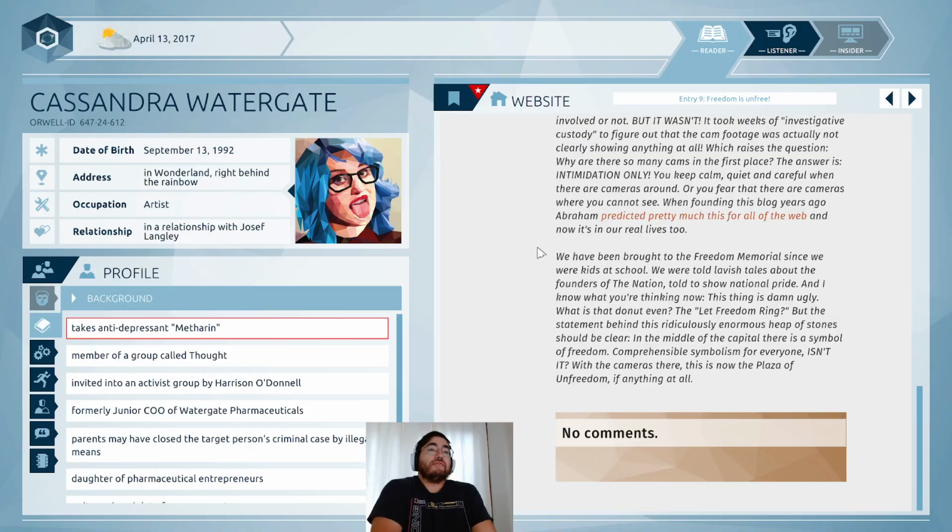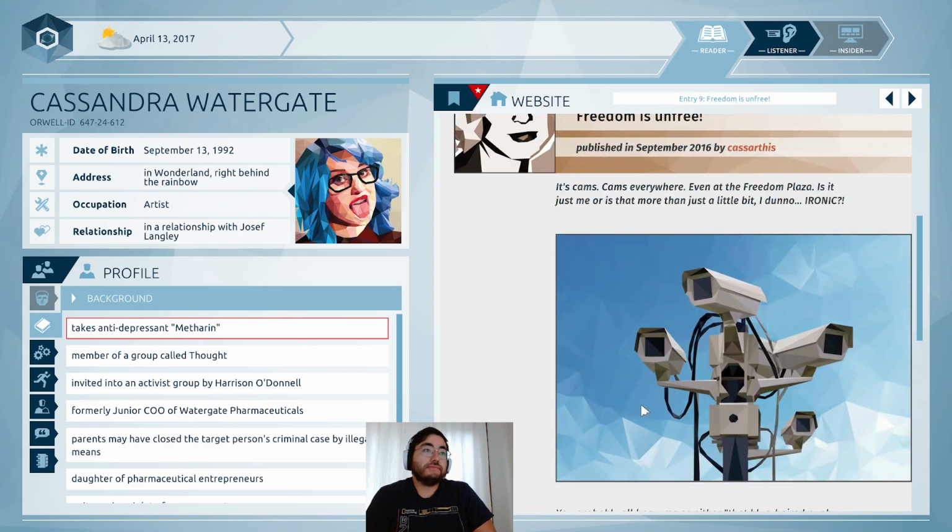"We have been brought to the Freedom Memorial since we were kids at school. We were told lavish tales about the founders of the nation, told to show national pride. And I know what you're thinking now. This thing is damn ugly. What is that donut even? The Let Freedom Ring? But the statement behind this ridiculously enormous heap of stone should be clear. In the middle of the Capitol, there is a symbol of freedom. Comprehensible symbolism for everyone, isn't it? With the cameras there, this is now the plaza of unfreedom, if anything at all." Okay.